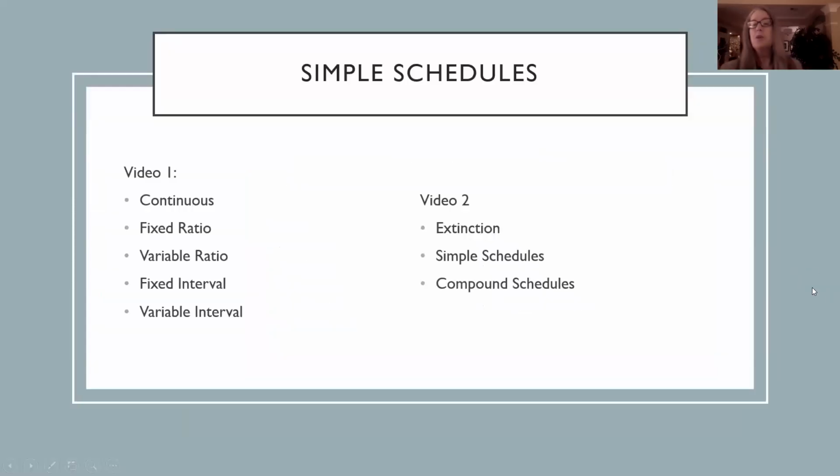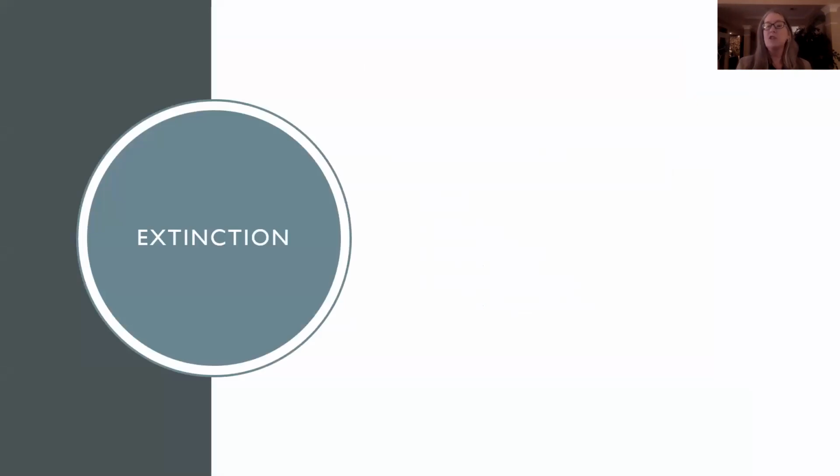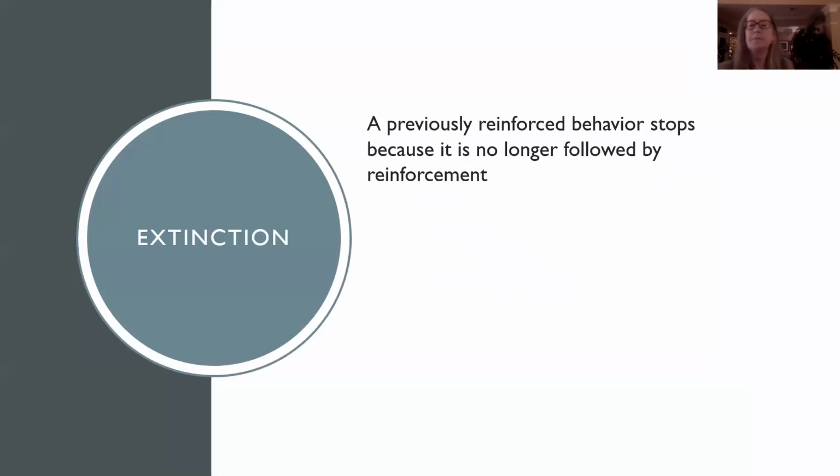Okay, great. So in the first video, I talked about the continuous schedule of reinforcement and then four of the intermittent schedules of reinforcement: fixed ratio, variable ratio, fixed interval, and variable interval. In this video, I'm going to talk about extinction. I'm going to cover some more simple schedules that you probably haven't heard of before, ones that you didn't learn when you were taking general psychology, and then compound schedules. So let's get started. Okay, extinction is the first thing that we want to cover.